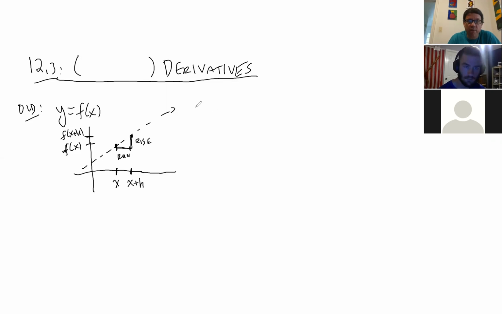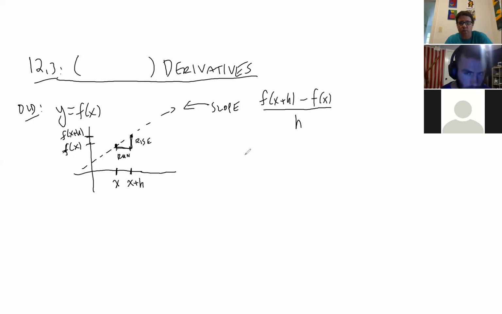So the slope of that line is equal to change in y over change in x, or the rise over the run. The run will be the difference between these x values, which is from x to x plus h, that's h. The rise will be the final value, f of x plus h, minus the initial value, f of x. So it's just the change in y over the change in x is the slope. And that's called the slope of what's called the secant line. It's not quite the tangent yet.